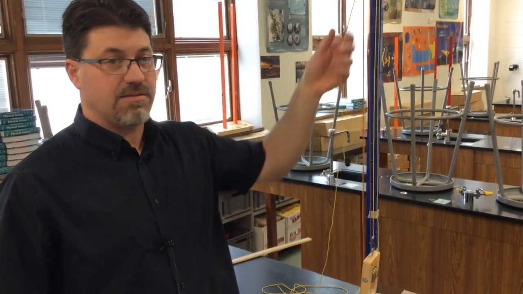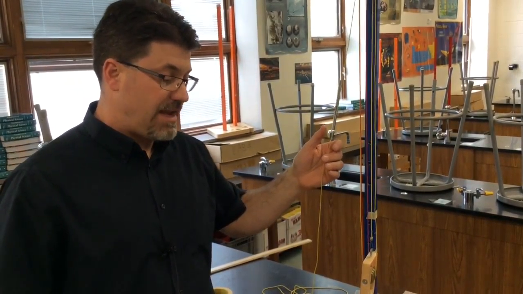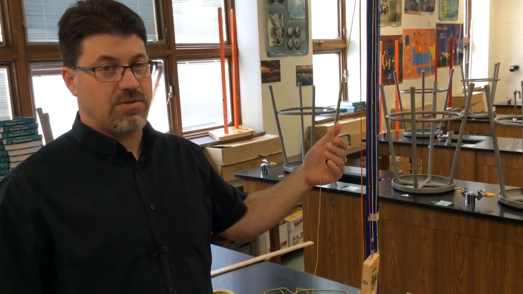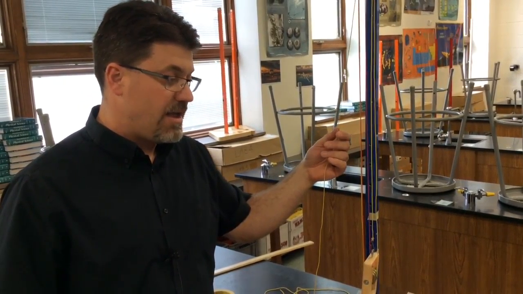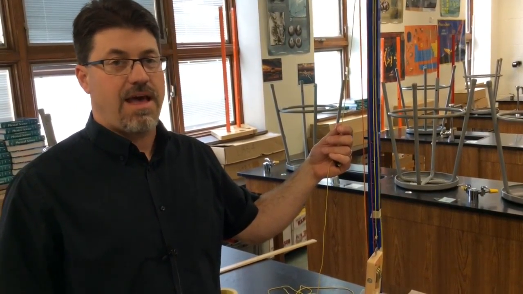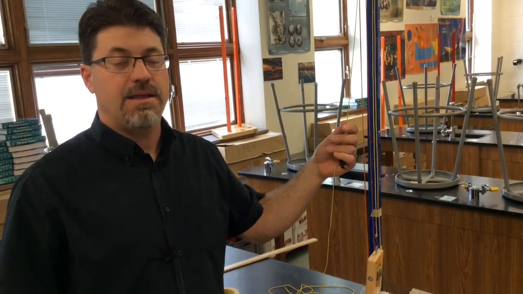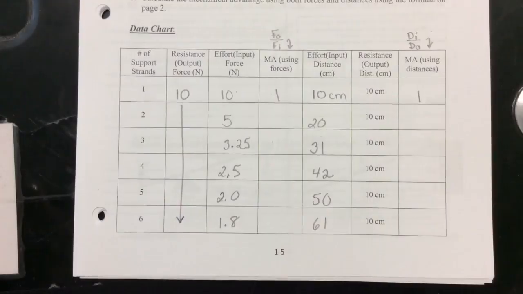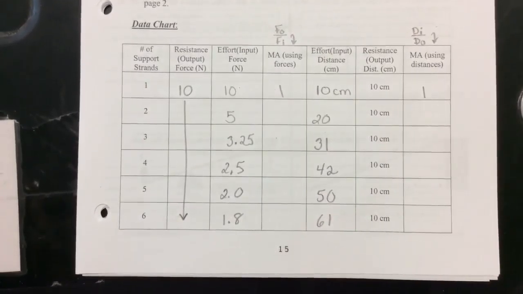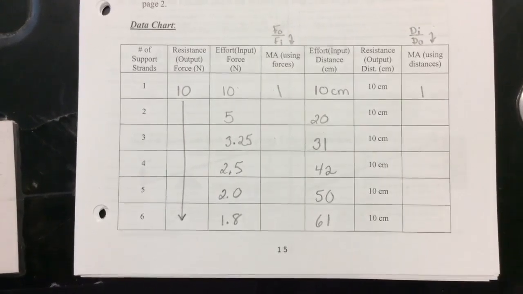We will continue to get the force needed to lift the block and tackle, and we will also be measuring the lengths of the strings for the rest of the data from 4 support strands up to 6 support strands. Please take a look at the data table in this lab to get your data in order to do the analysis. This is the data collected with 4, 5, and 6 support strands.